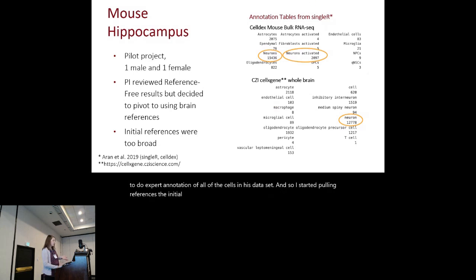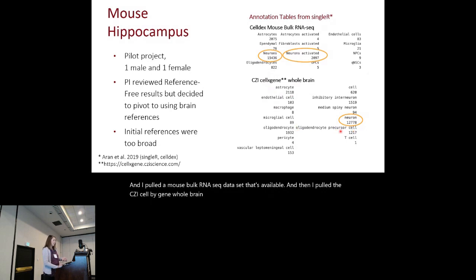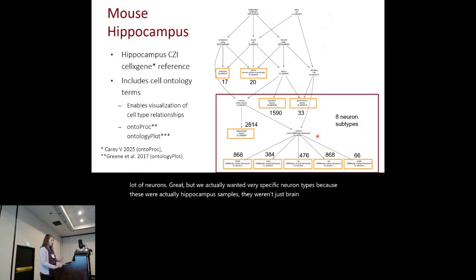The initial references that I tried using are shown here. I used SingleR as the tool for doing the annotation. And I pulled a mouse bulk RNA-seq data set that's available. And then I pulled the CZI CELLxGENE whole brain data set. And because it was brain tissue, we found a lot of neurons, great, but we actually wanted very specific neuron types because these were actually hippocampus samples. They weren't just brain. So we moved on and found a different reference from CZI CELLxGENE that was hippocampus-specific single cell data.